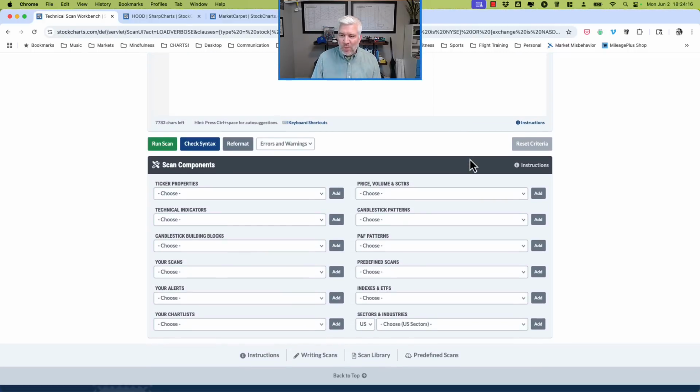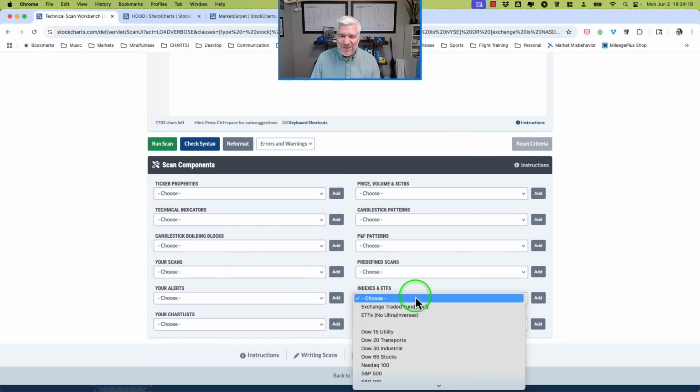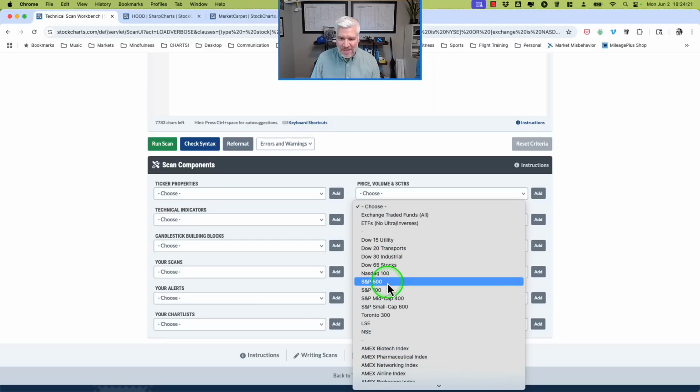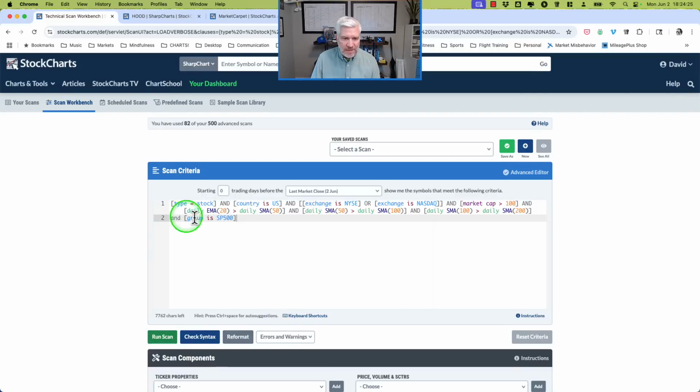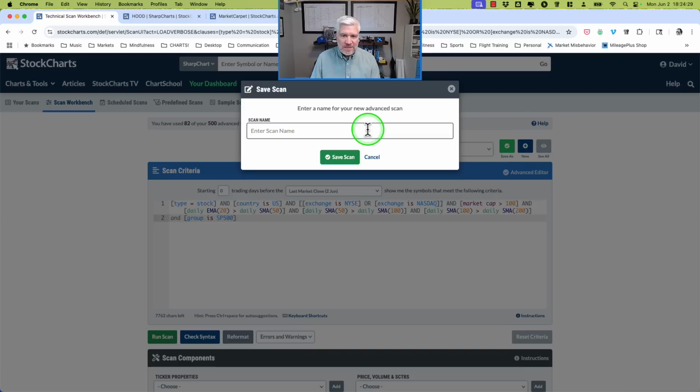That's more than I would be willing to devote to this particular exercise. So I'm going to go down to indexes and ETFs and bring up the S&P 500. If you add it, so you choose the drop downs, it adds the argument. I would encourage you at this point to save the scan, just so you can come back to it.